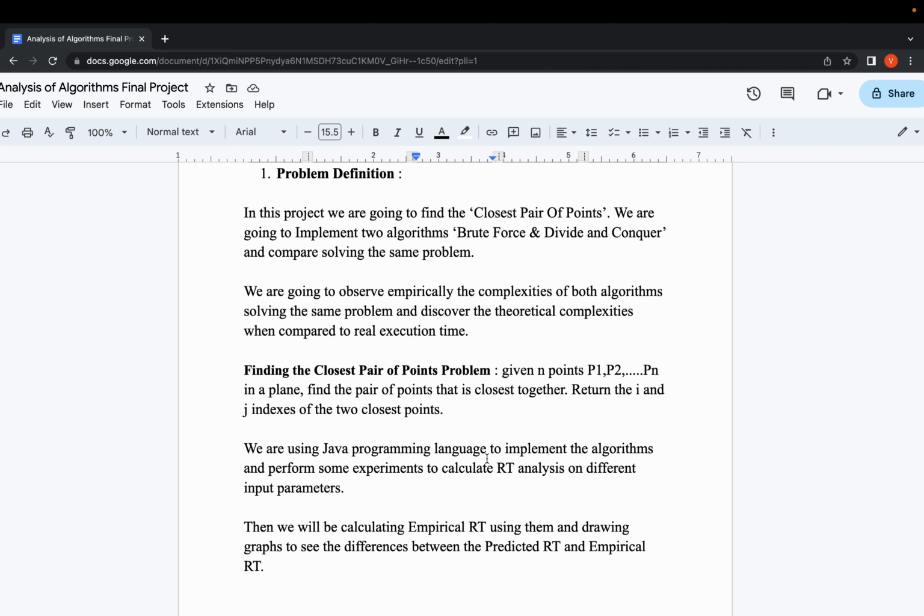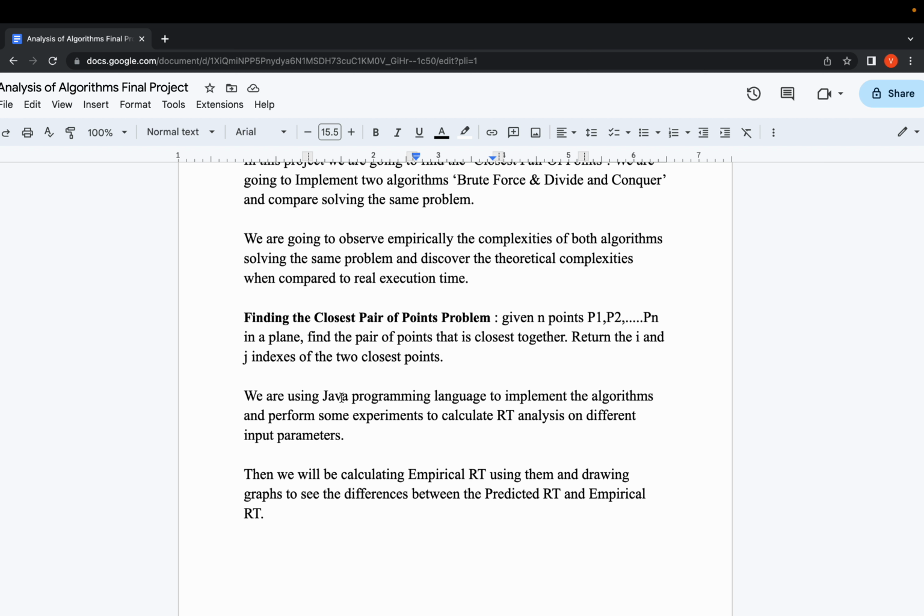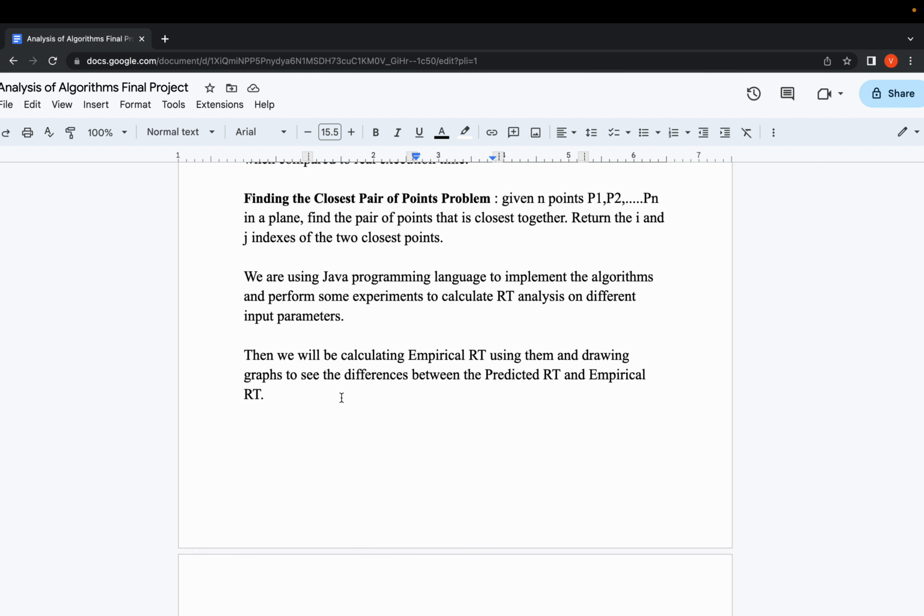So I'm going to explain the problem. We have n points in a plane, and we want to find out the closest two points which have the minimum distance between them. This is the main problem.